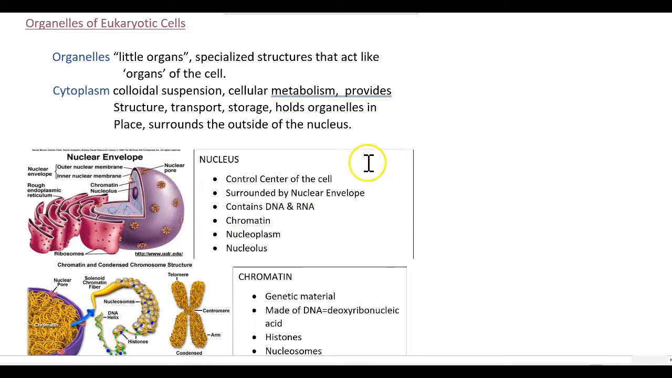The nucleus is thought of as being the control center of the cell because it contains both DNA and RNA. So that's one of the reasons. DNA directs or contains the directions to make proteins. With the help of RNA, these proteins can be made, and the proteins are part of cell structure and function.